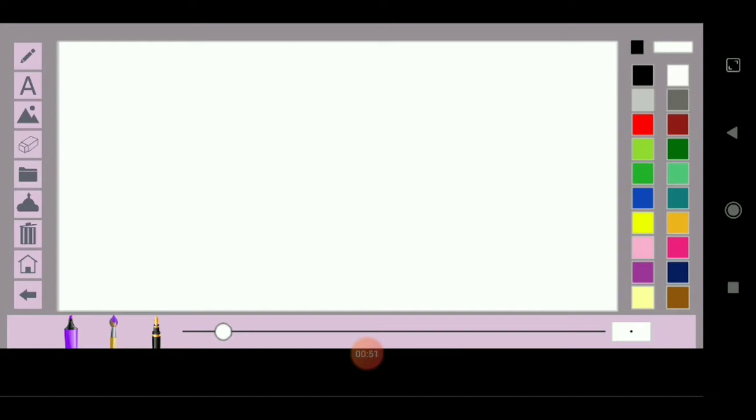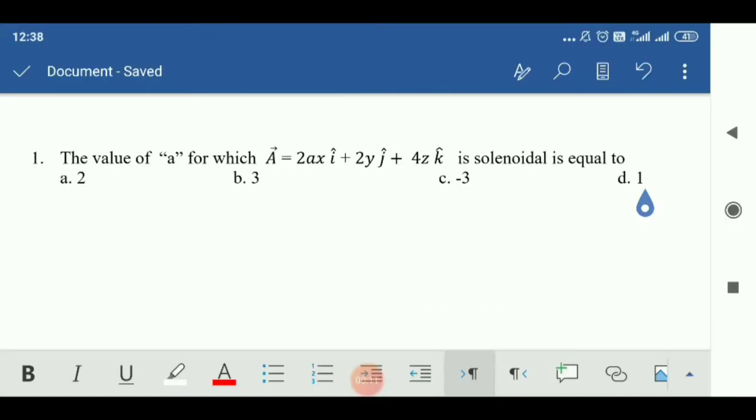So today I am going to discuss some numerical problems on the topic vector calculus from module 1, which is mechanics. I will discuss them in detail. So let's do it. Problem one: we have to calculate the value of a from the expression of the vector A, which is equal to 2ax i hat plus 2y j hat plus 4z k hat. And this is solenoidal. The condition for this problem is that the A vector is solenoidal, and for this we have to calculate the value of a.